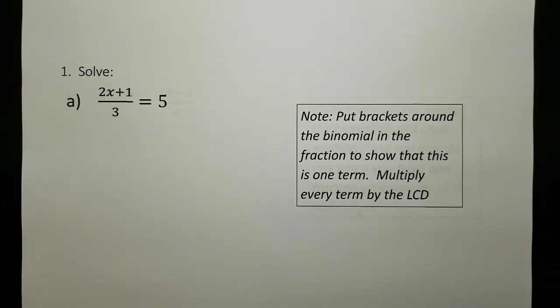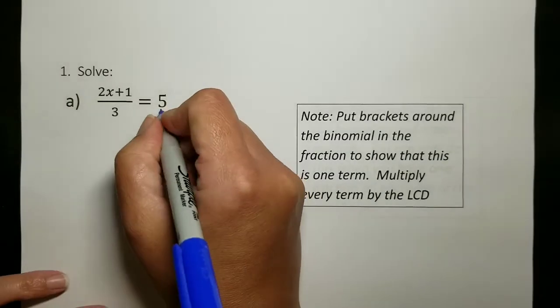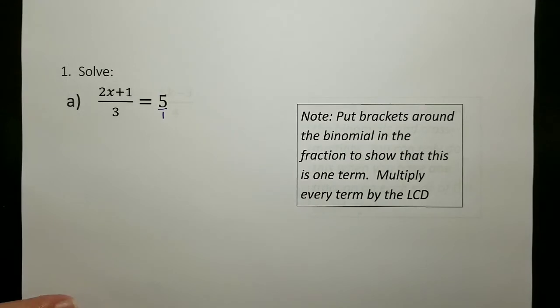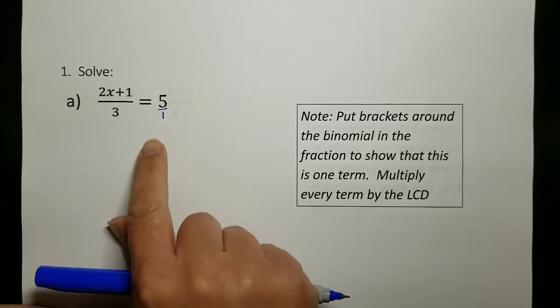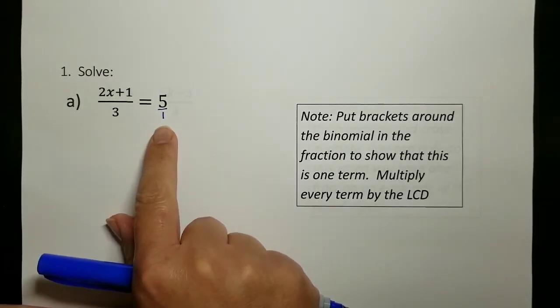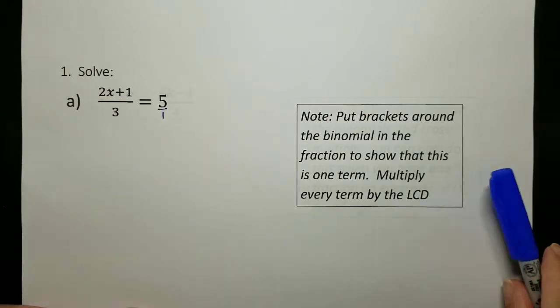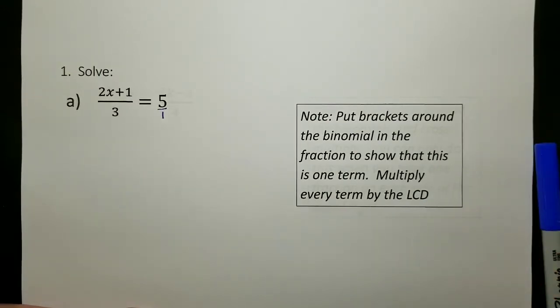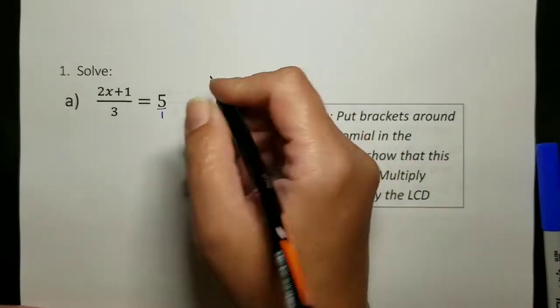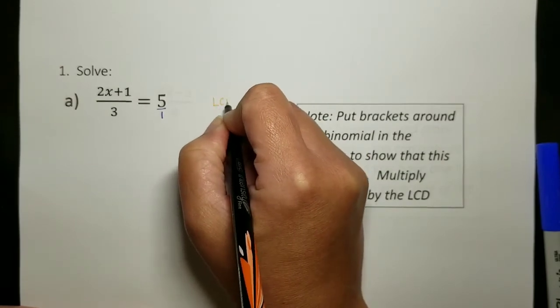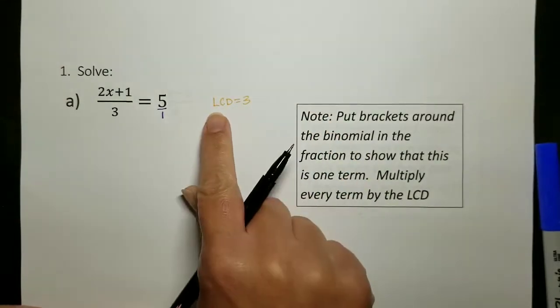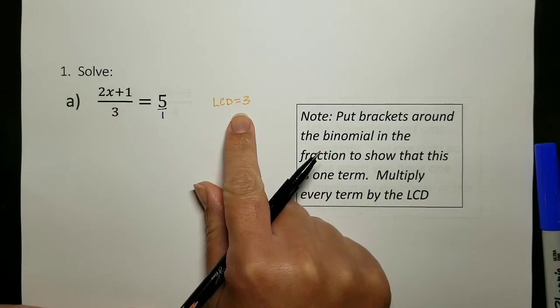So here we've got 2x plus 1 over 3 equals 5. So I'm going to make both sides of that a fraction, just put 5 over 1, so I can really clearly see what's the lowest common denominator. And of course, the lowest common denominator of 3 and 1 is going to be 3. So I'm just going to write that off to the side for you. The lowest common denominator is 3.